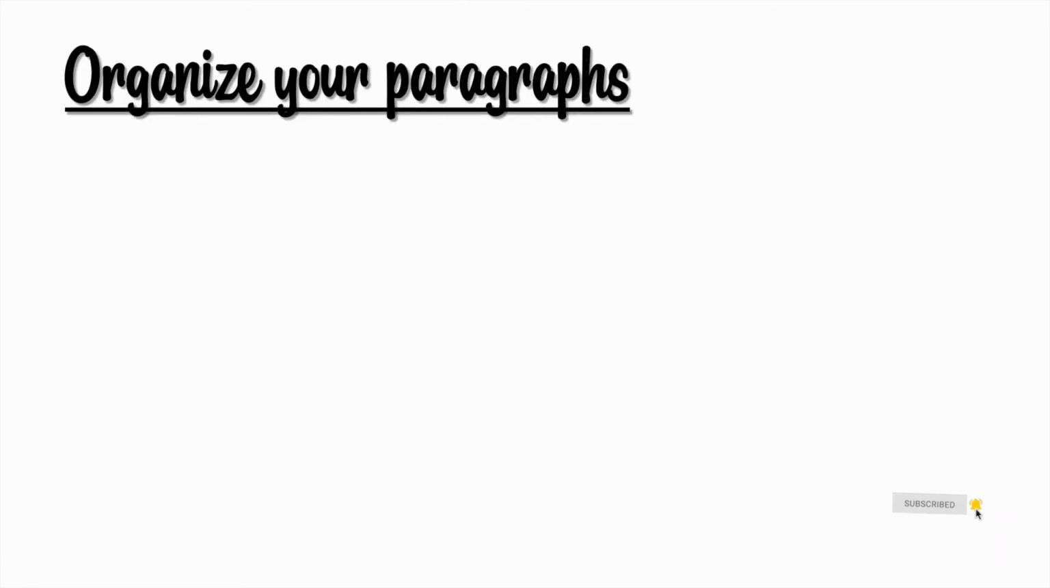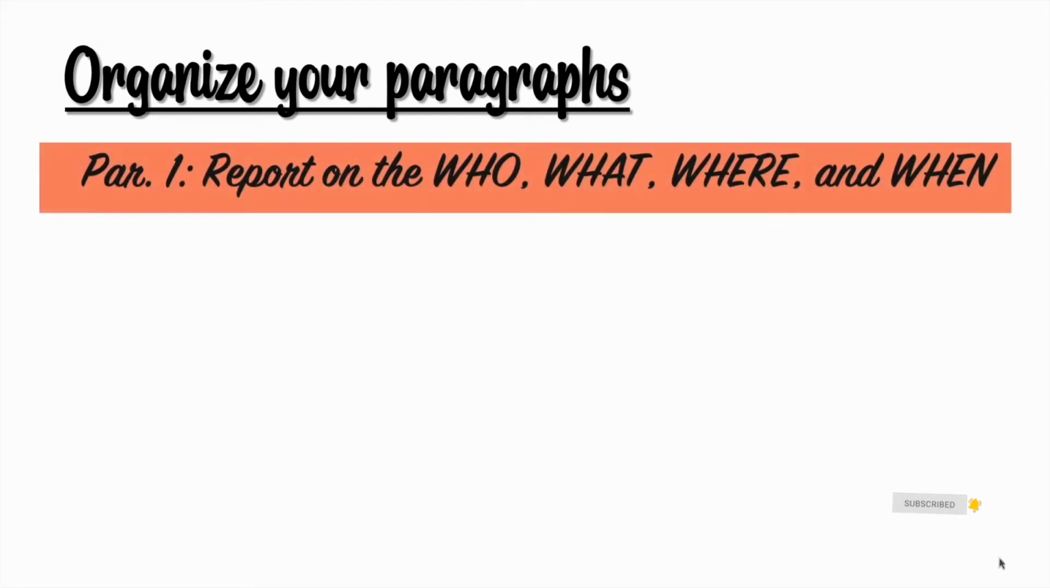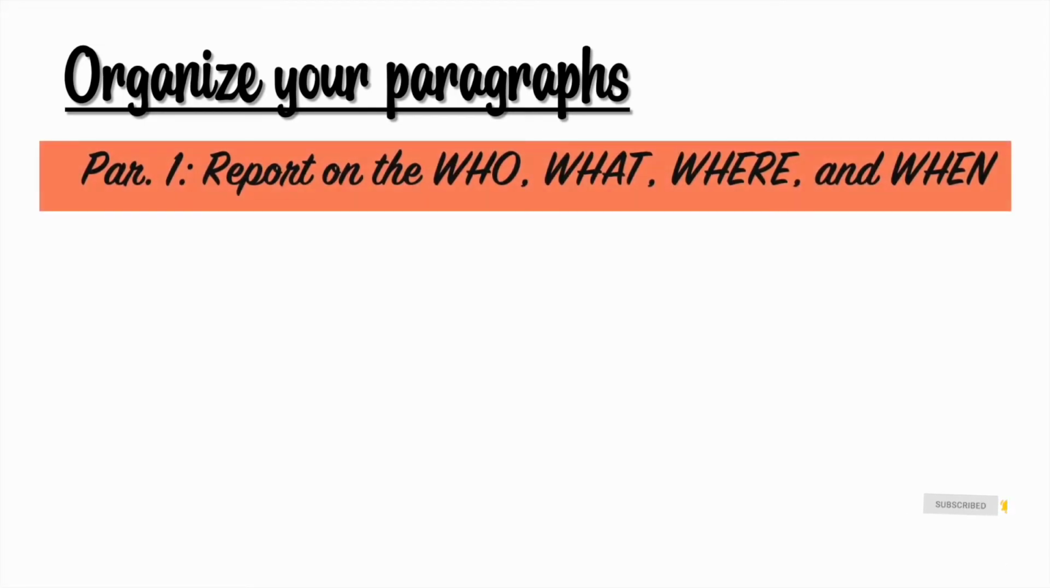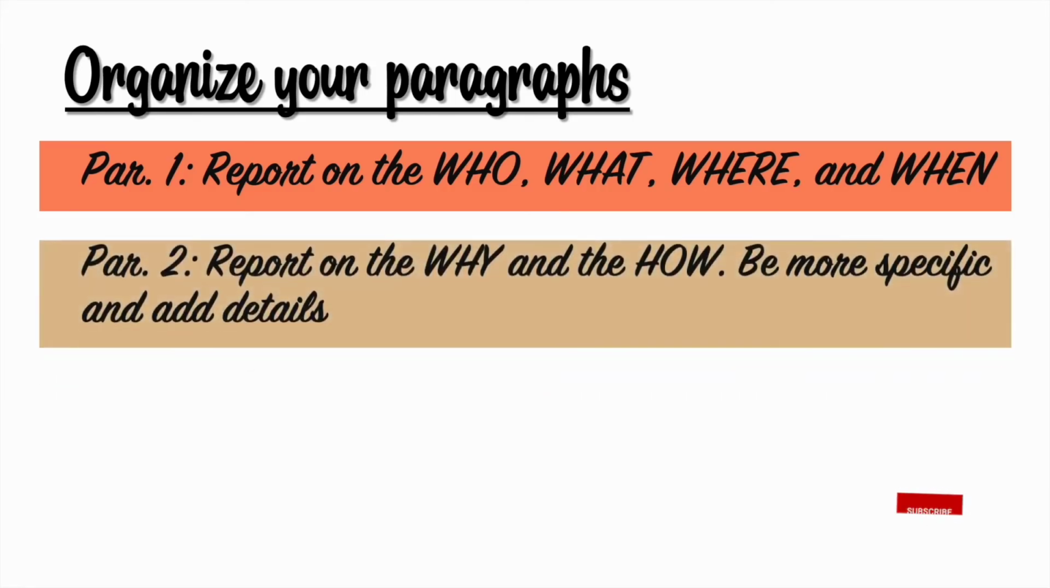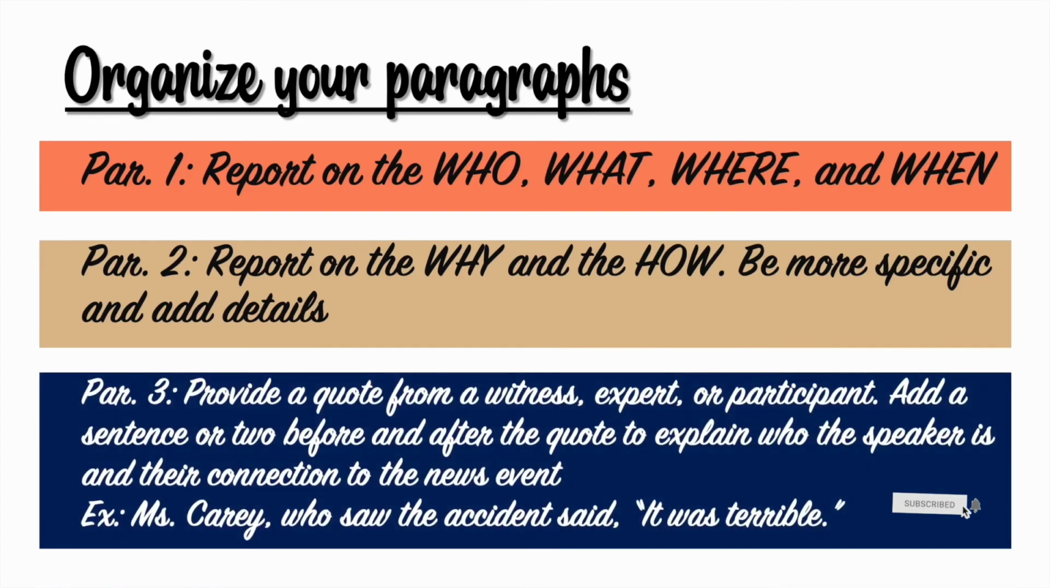Now let's organize your paragraphs. Paragraph 1. Report on the who, what, where, and when. Paragraph 2. Report on the why and the how. Be more specific and add details. Paragraph 3. Provide a quote from a witness, expert, or participant. Add a sentence or 2 before and after the quote to explain who the speaker is and their connection to the news event. Example: Miss Carey, who saw the accident, said, "It was terrible."